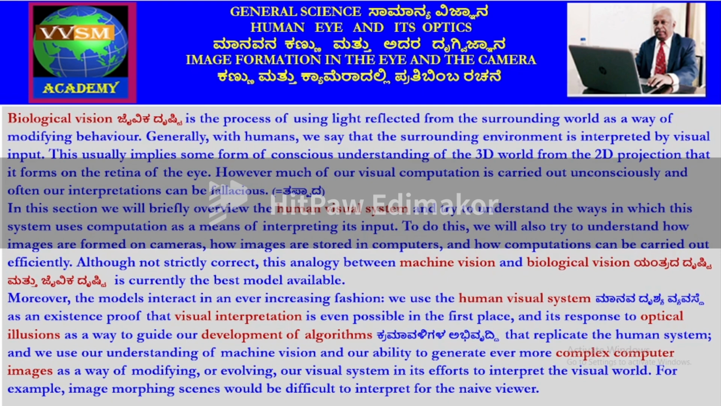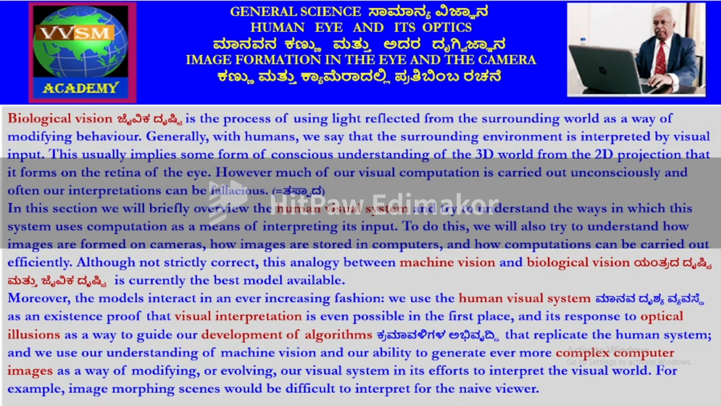Now, friends, I would like to give an introduction to image formation in the eye and the camera, the human eye and its optics. Biological vision, in Kannada it is Jaivika Drishti, is the process of using light reflected from the surrounding world as a way of modifying behavior. Generally, with humans, we say that the surrounding environment is interpreted by visual input. This usually implies some form of conscious understanding of the 3D world from the 2D projection that it forms on the retina of the eye.